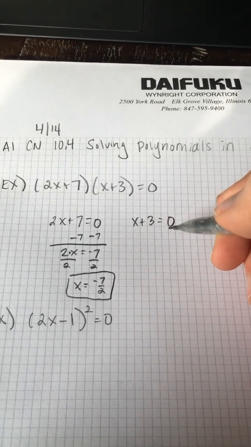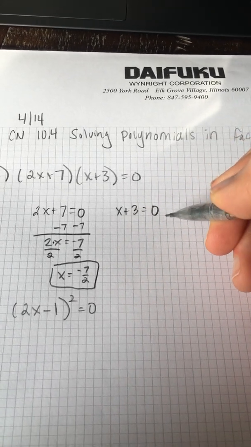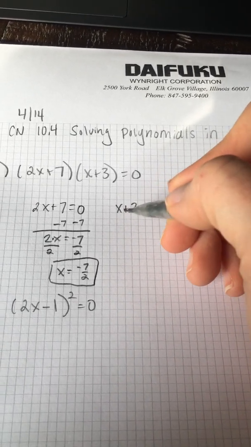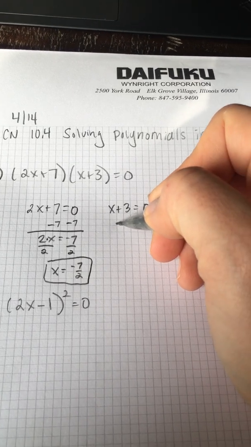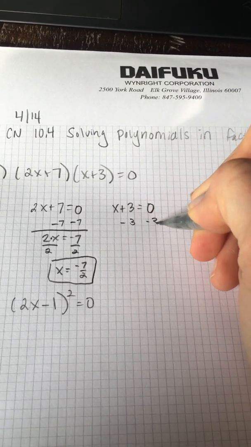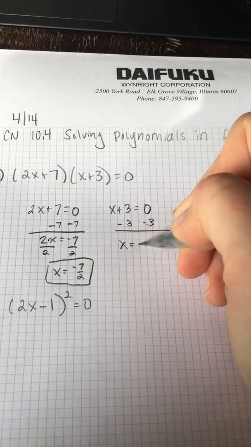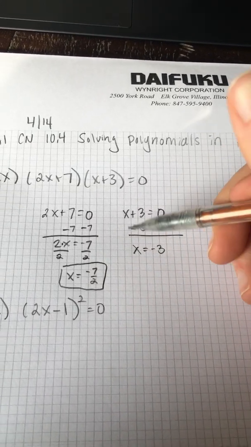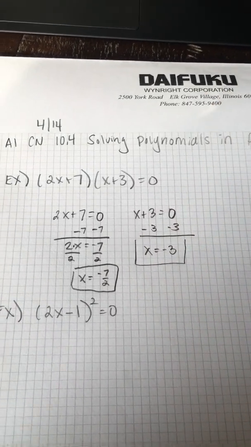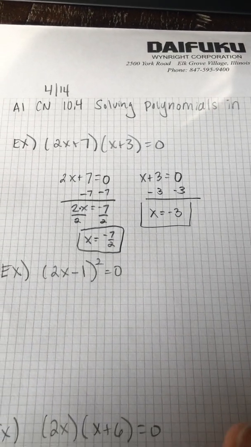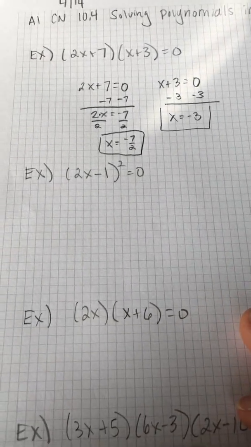Second part of our problem, there are other factors set equal to 0. How do we solve? How do we get the X alone? Hopefully you're saying subtract the 3. The X is alone, no additional steps for this one. There's our second answer. That's our process for today. That's the only thing you need to be successful here.